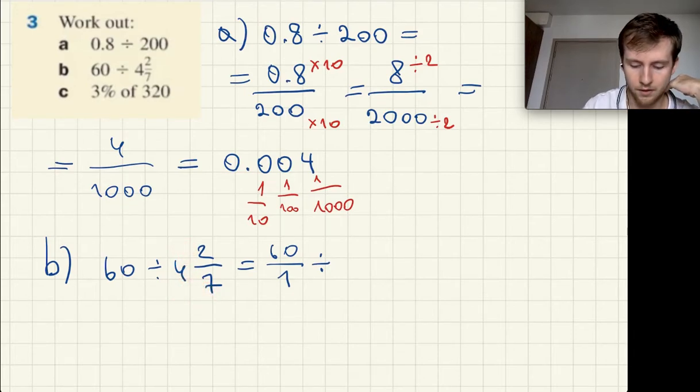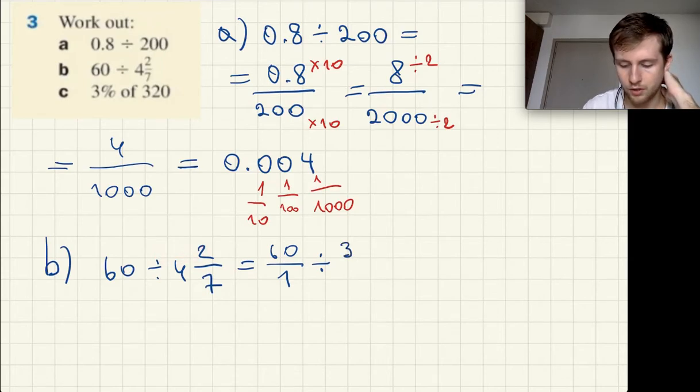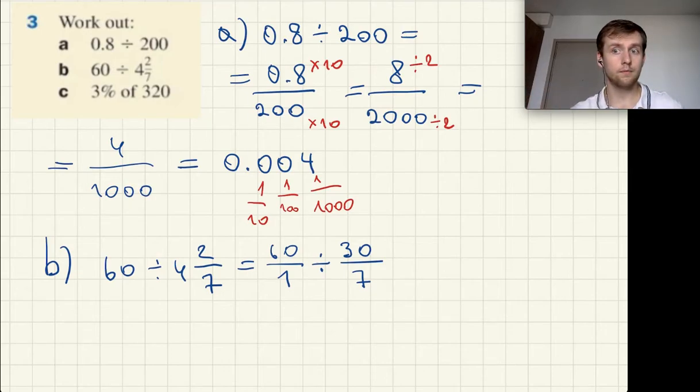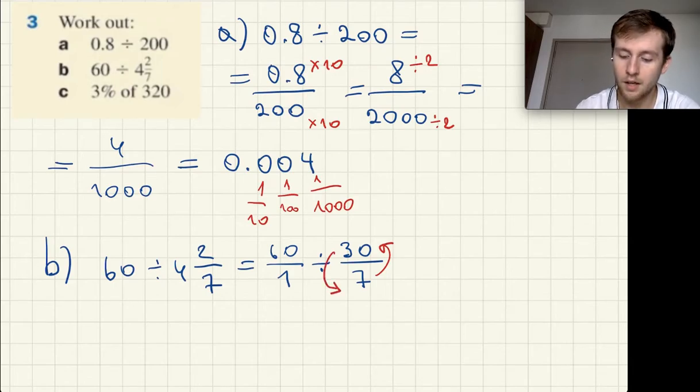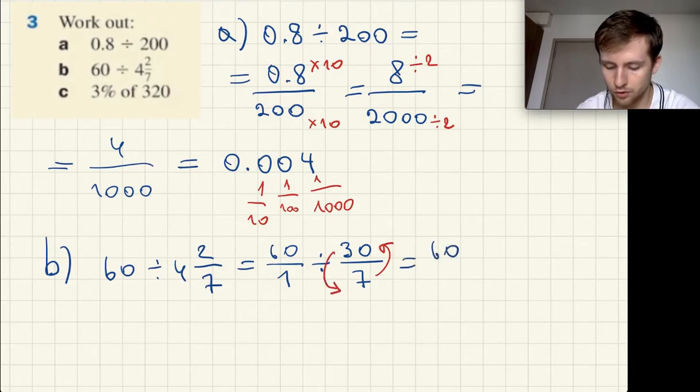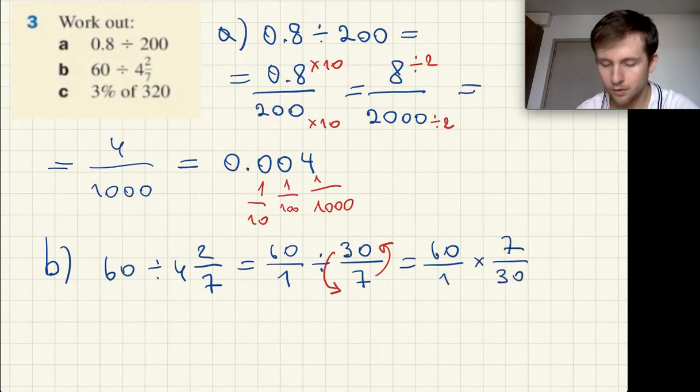4 times 7 is 28. 28 plus 2 is 30. So 60 divided by 30 over 7. Dividing fractions is easy as pi. Flip the second fraction and then multiply. So we just flip this. And then we can do the multiplication. So 60 over 1 times 7 over 30.